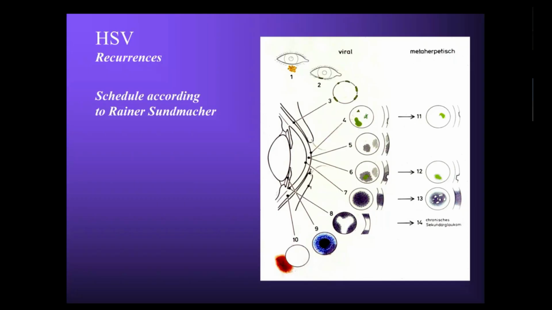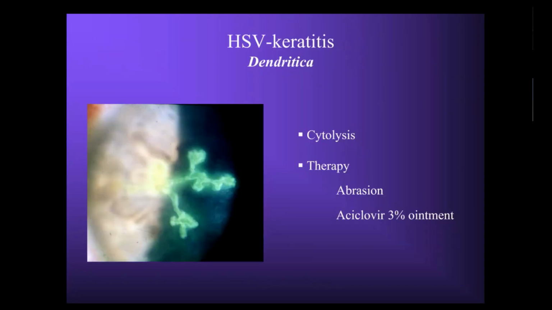Let's start with the dendritic ulcer. Here we have cytolysis of the epithelial cells. From my point of view, it's pathognomonic. One scene one never forgets. It looks indeed as a kind of tree, and we normally don't need laboratory diagnostics in order to do the diagnosis.